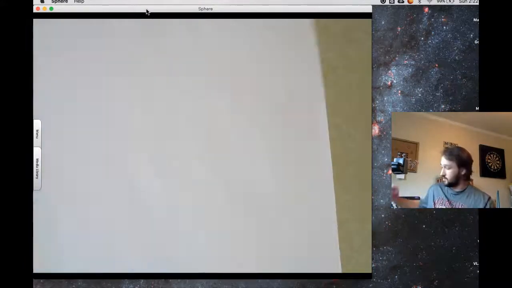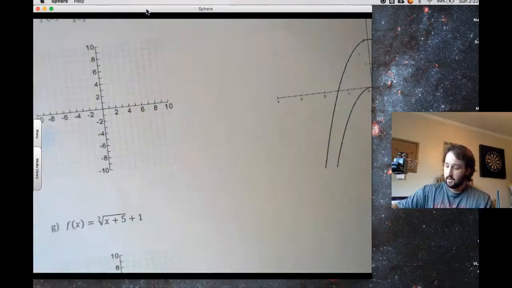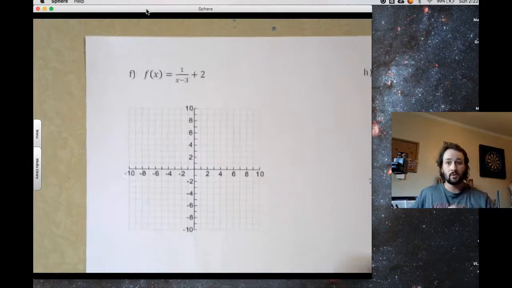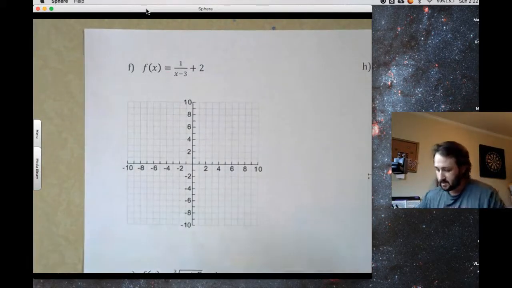All right, we got a few more for you guys. Looks like we got 3 more. We're so close. Now we only have 1 more section in this unit. Crazy. It's going so fast.